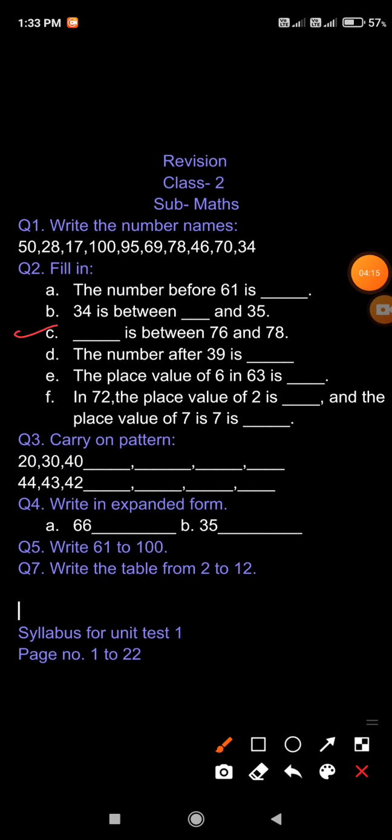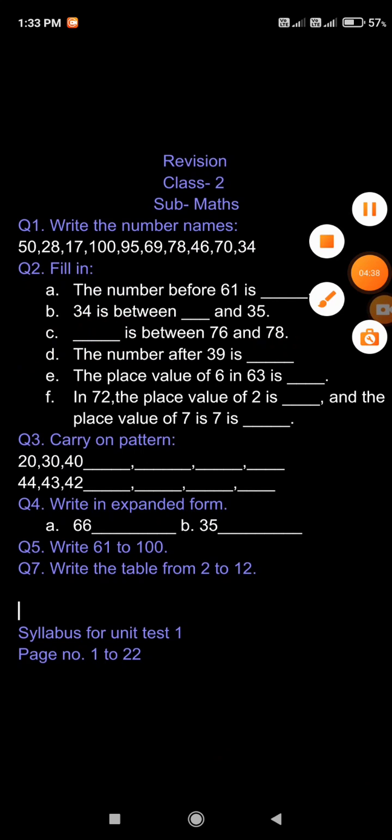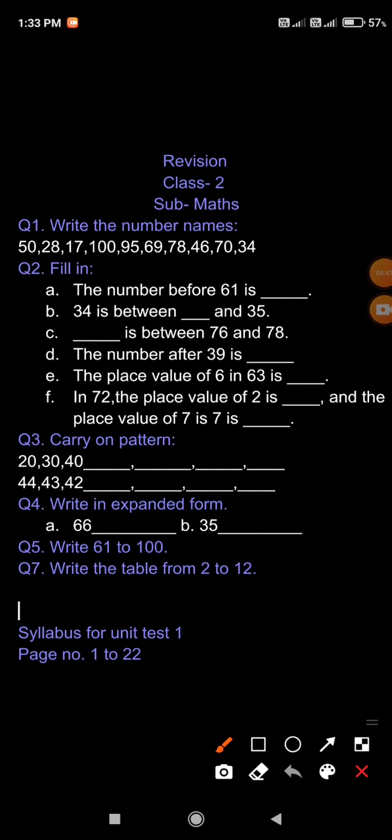Now next C part, dash is between 76 and 78. What number will come in between 76 and 78? 77. Now come to D part. The number after 39 is, after 39 which number will come? 40. Now E part, the place value of 6 in 63 is, 6 is on tens place, so multiply 6 by 10. Here will be the answer 60.